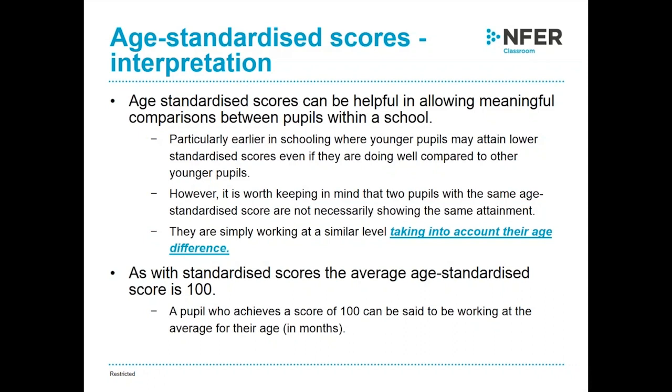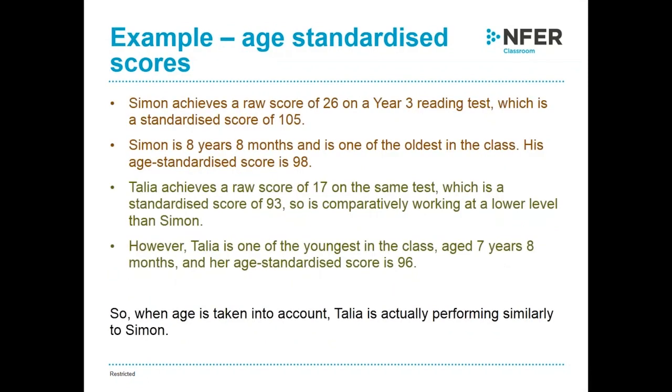So here is an example. Simon achieves a raw score of 26 on the Year 3 reading test, which is a standardised score of 105. Simon is 8 years, 8 months and is one of the oldest in the class. His age standardised score is 98. As you can see, his age standardised score is slightly lower because it's taking into account the fact that he is one of the oldest.